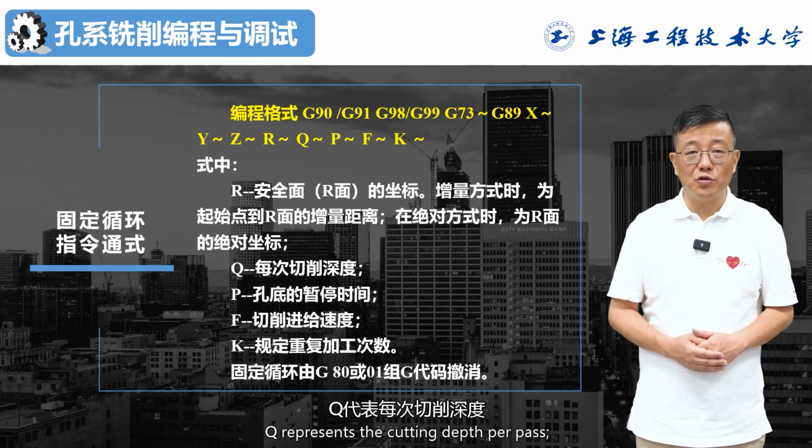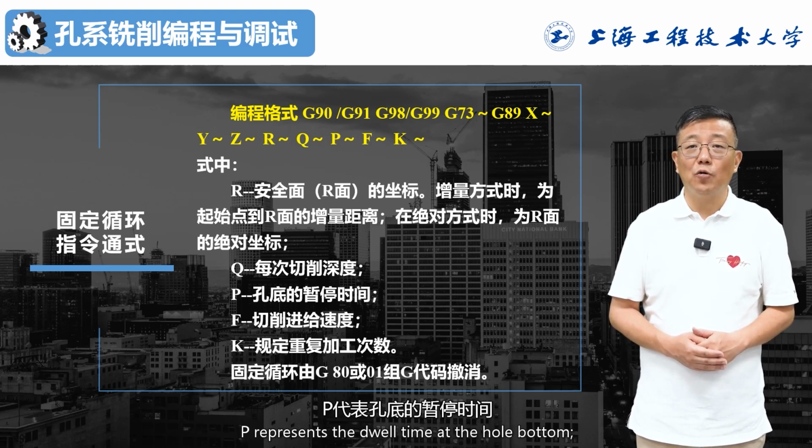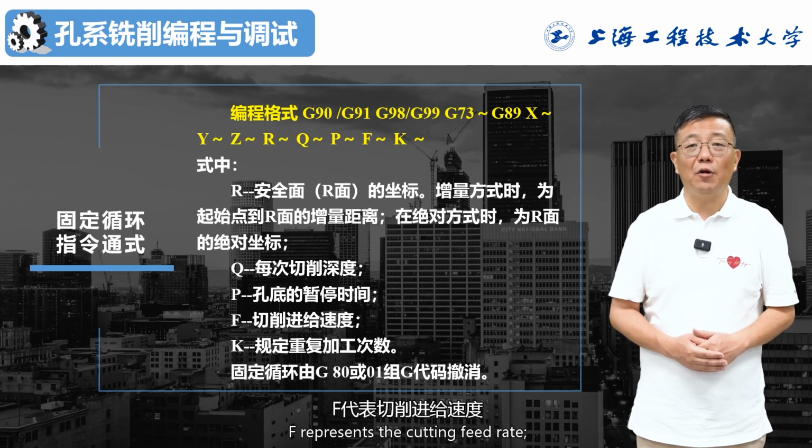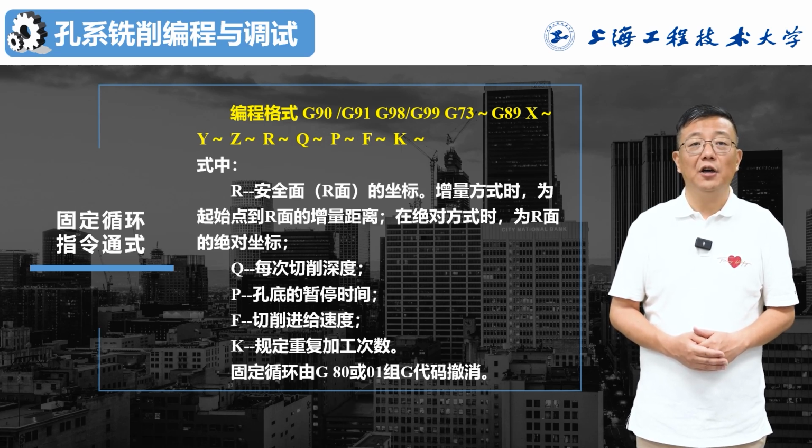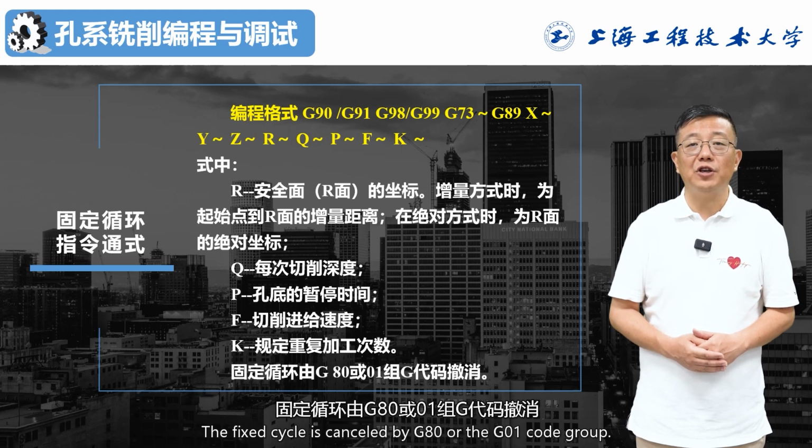Q represents cutting depth per pass. P represents the dwell time at the hole bottom. F represents the cutting feed rate. K represents the specified number of repeat cycles. The fixed cycle is canceled by G80 or a G01 group command.